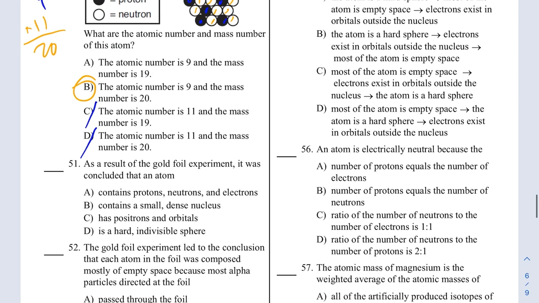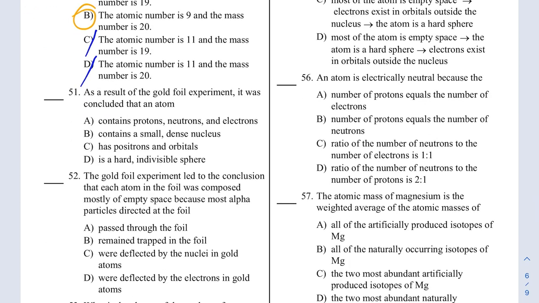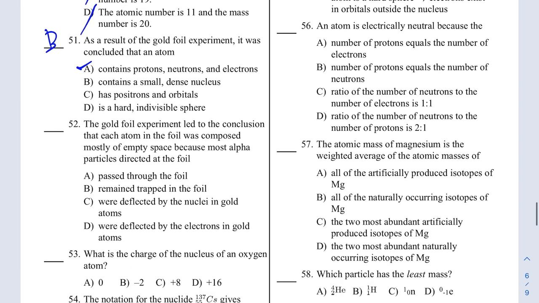Let's go back to blue. As a result of the gold foil experiment, it was concluded that an atom contains protons, neutrons, and electrons. Nope. Contains a small, dense nucleus. Yes. The gold foil experiment led to the conclusion that each atom was composed of mostly empty space because most of the alpha particles, well, if there was nothing there to stop them, they're going to pass straight through.